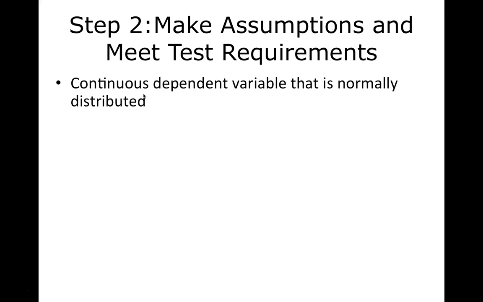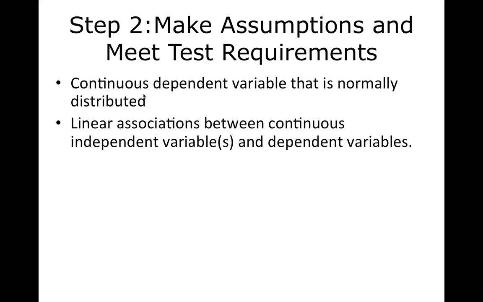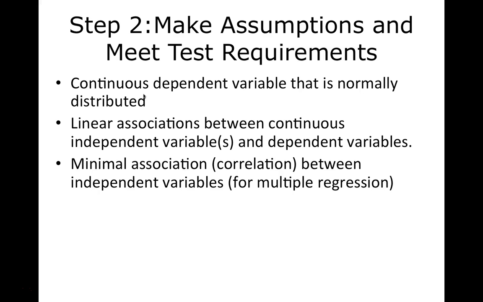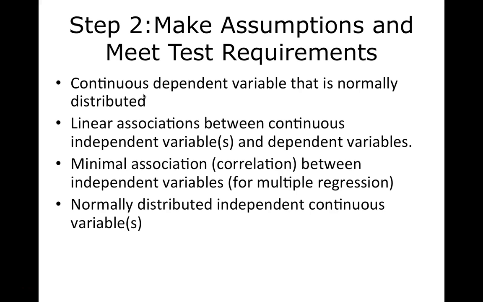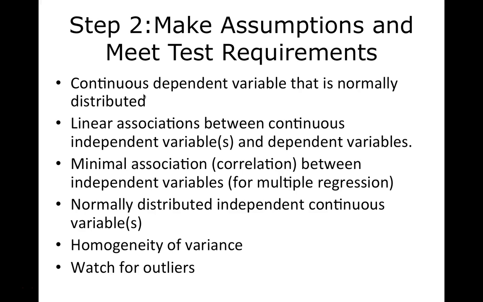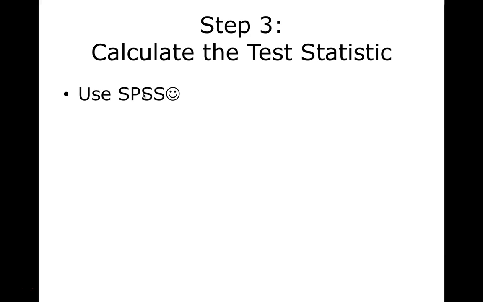So just a quick recap, I just gave you the same information, but these assumptions are that we have a continuous dependent variable that's roughly normally distributed, that there are linear associations between our continuous independent variables and dependent variables, that there is a minimal correlation between independent variables if we're using multiple regression, that we have normally distributed or roughly normally distributed independent continuous variables, homogeneity of variance, and again, we want to watch out for those outliers.